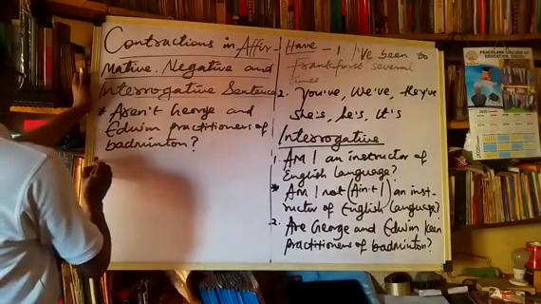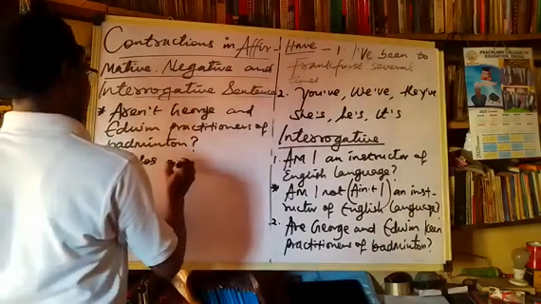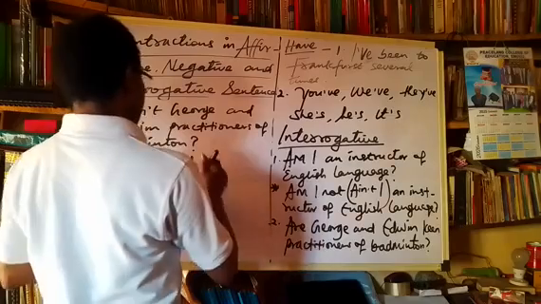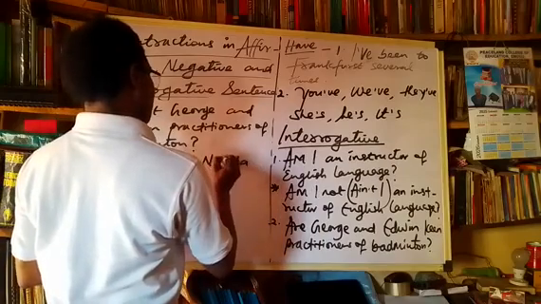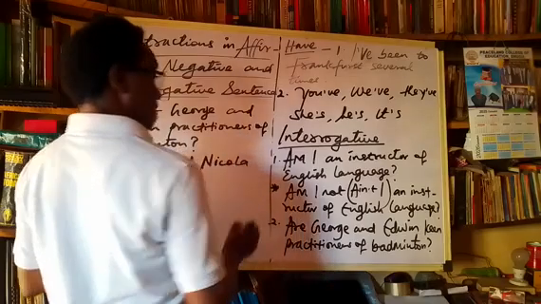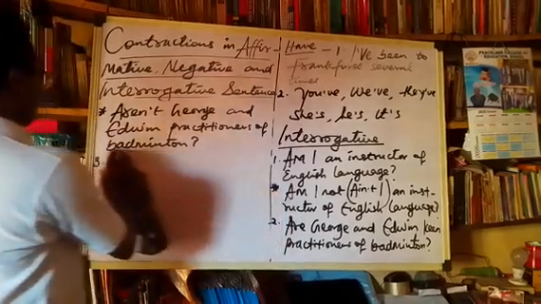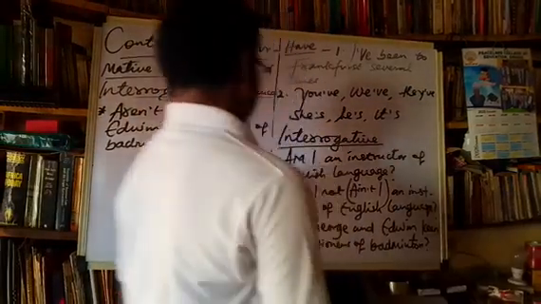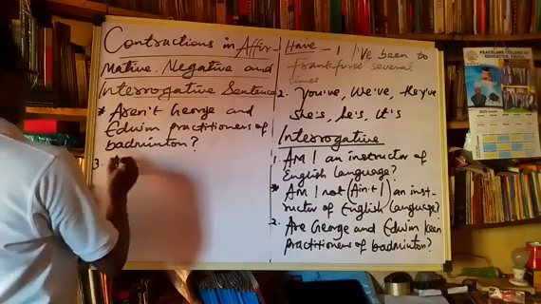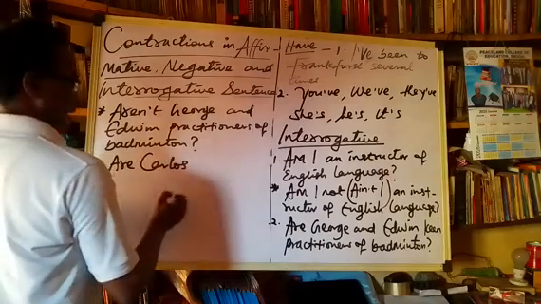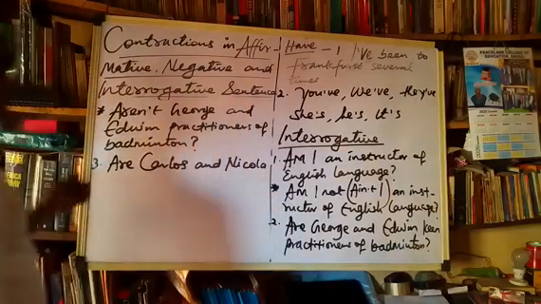Number 3. Carlos and Nicola. This is an omission because we are asking a question, so the verb should begin the sentence. So we say, are Carlos and Nicola.